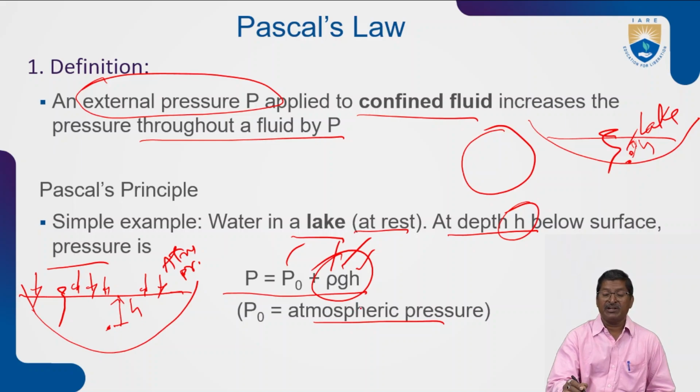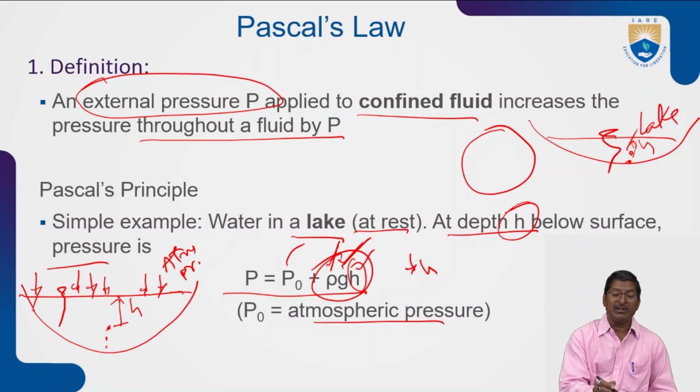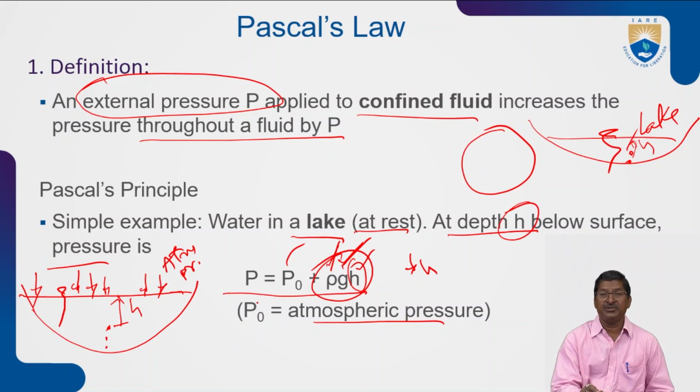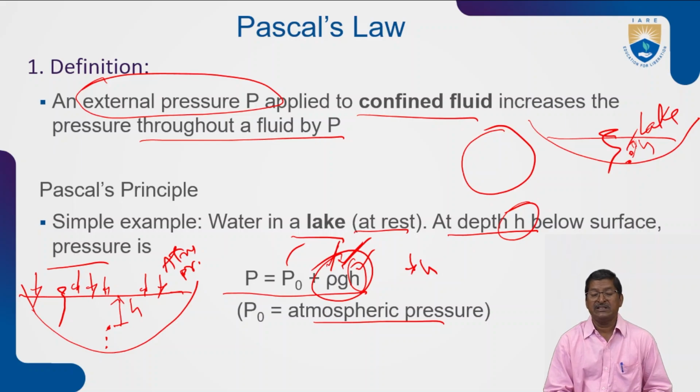So by means of this formula, you can understand density is constant, g is also constant, but h is not constant. As you increase the h value, deeper and deeper, what will happen? Pressure also will be increased because P is equal to rho g h. So if h is increasing, pressure is also increasing. In addition to that, atmospheric pressure also will be there. So that's why the pressure at any point below the lake water surface, at the depth of h, is equal to P naught plus rho g h. P naught is the atmospheric pressure. Rho g h means density of the fluid, acceleration due to gravity, and h is the depth of that point from the top surface of that fluid level, that means the lake water level.